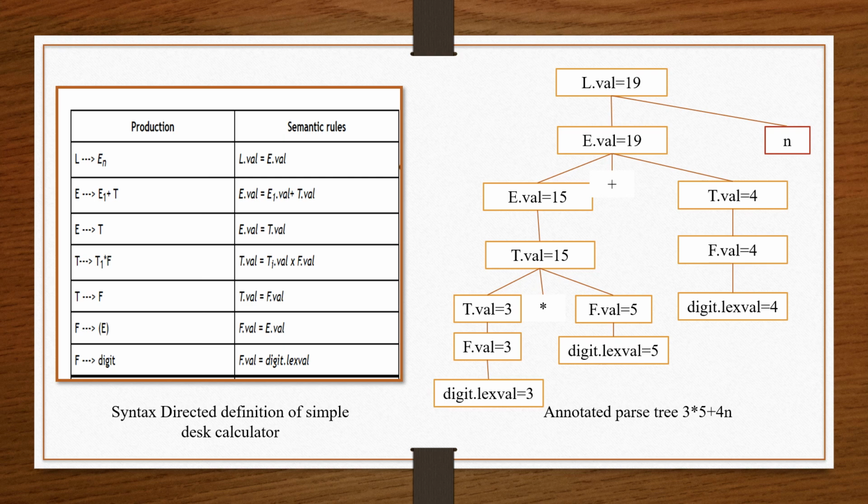Similarly, digit lex value is equal to 4. 4 is copied to F value. F value is copied to T value. Now 15 plus 4 is equal to 19. So 19 will be copied to L value. Okay, so this is the parse tree, I mean the order of evaluation.